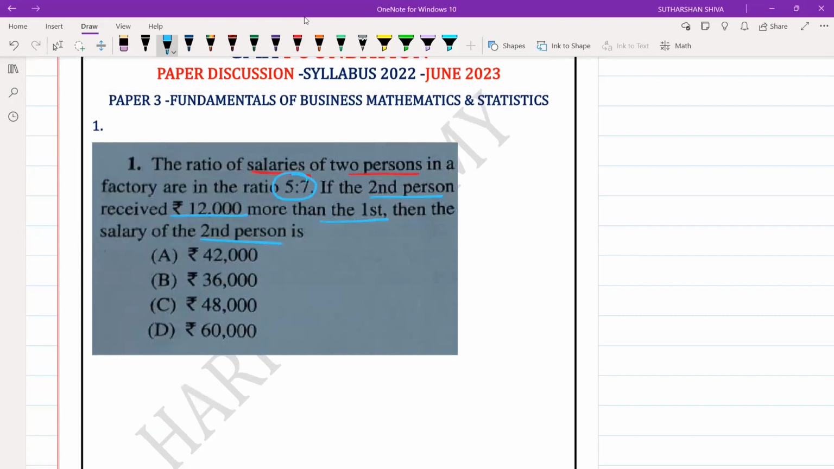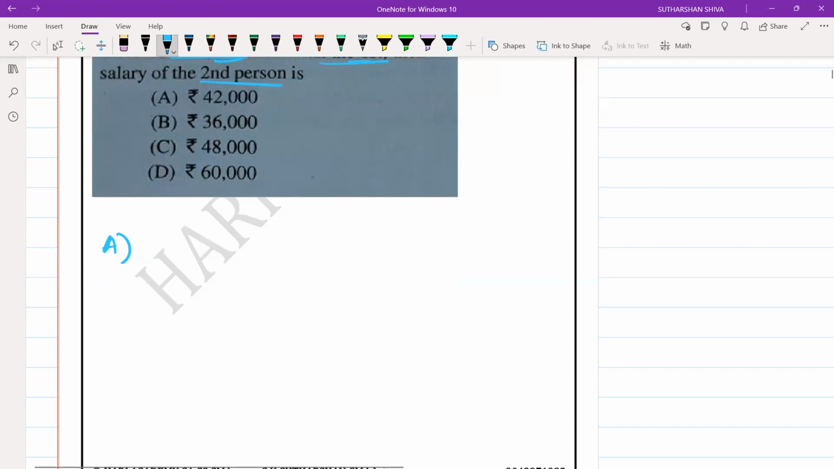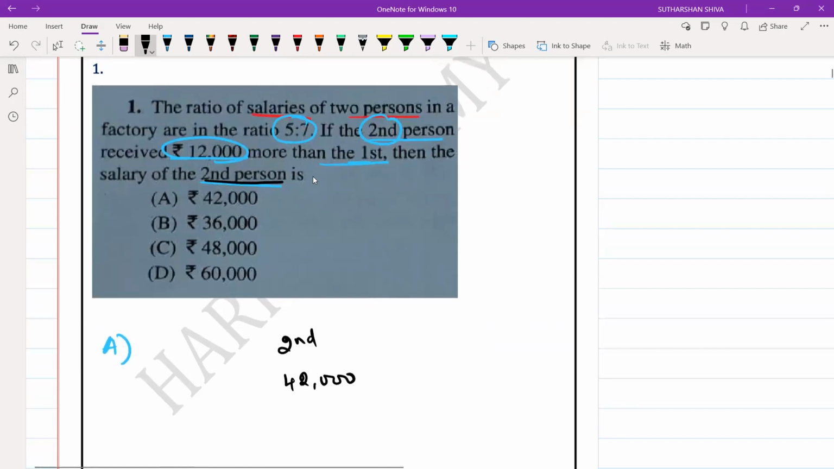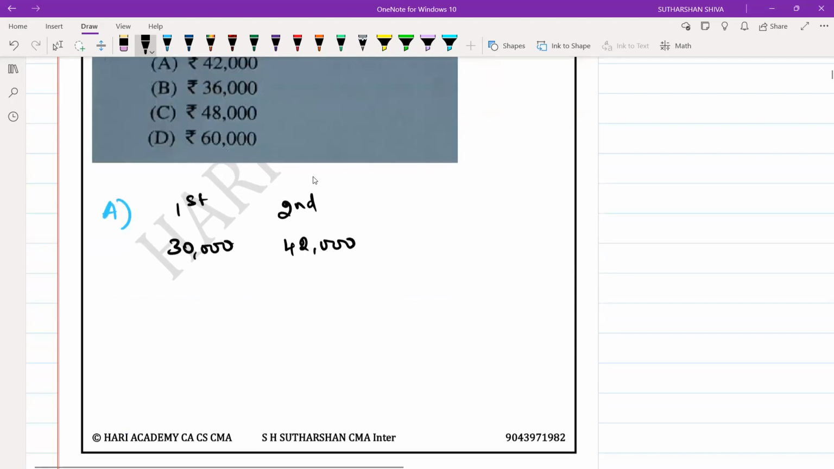I don't know the logic, I don't know what formula applies on the basis of ratio. Nothing I'm going to do, I'm simply going to check with the trial and error process. They are saying the second person received 12,000 more than the first person. So I will take my option A, the salary of the second person, which is 42,000. The first person's salary should be 30,000, because I'm subtracting 12,000.